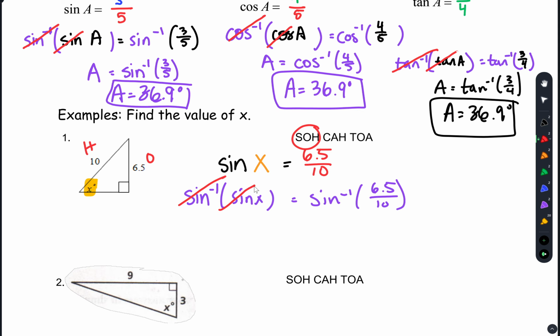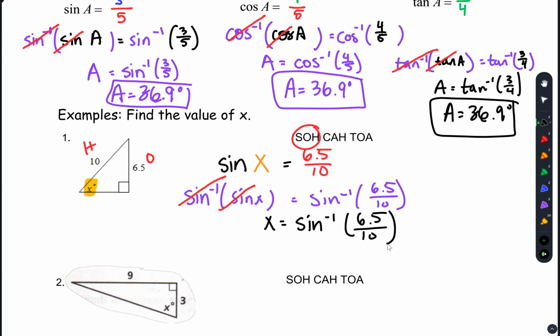Inverse sine cancels out regular sine. I'm left with x equals sine inverse of 6.5 over 10. Now that step in purple is kind of just a step to get us used to doing sine inverse of both sides. If you do not show that in your work, that is okay. But the other 2 steps I've done so far, I definitely need to see in your work, or you will only earn partial credit for that problem.